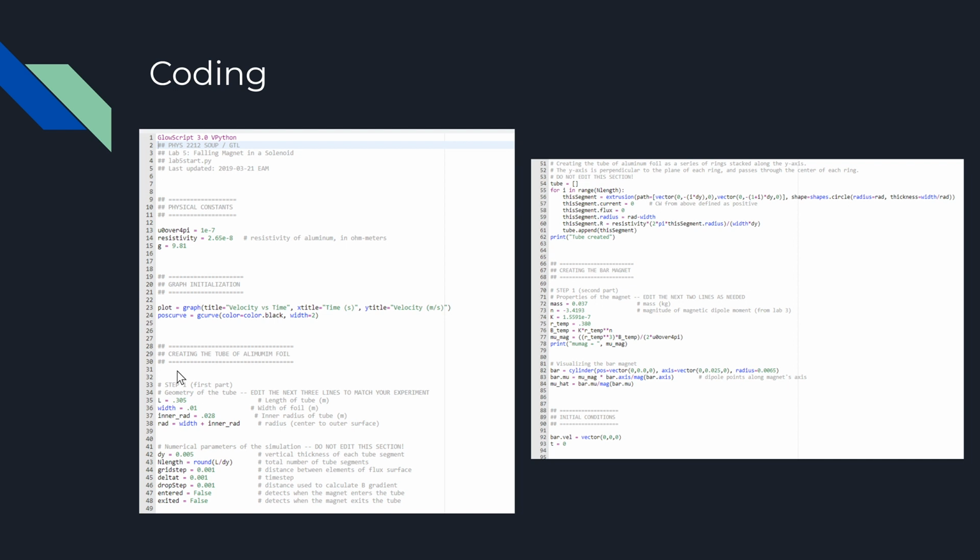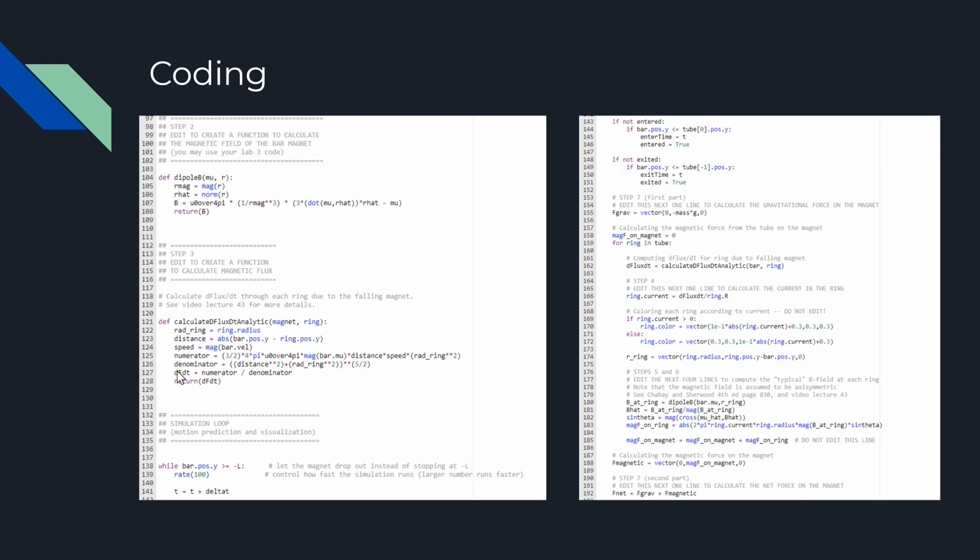And then I created my bar magnet. So I put in the mass, and then lines 73 through 78 are just the computation from line 3 to give me the magnetic dipole moment of the same magnet. Then I had to visualize the bar magnet.